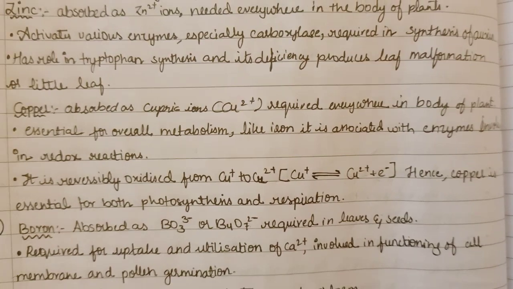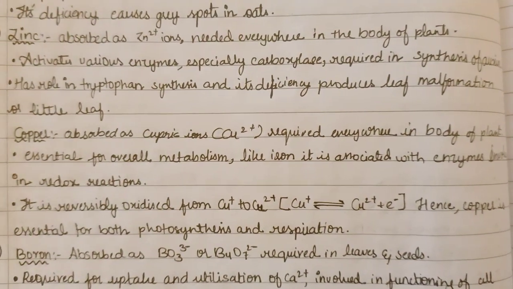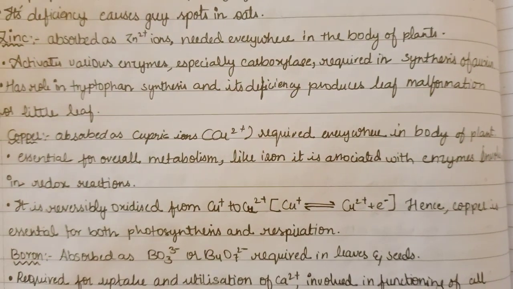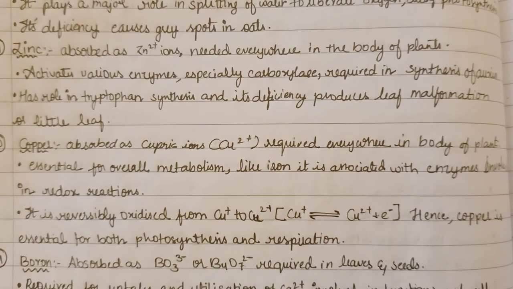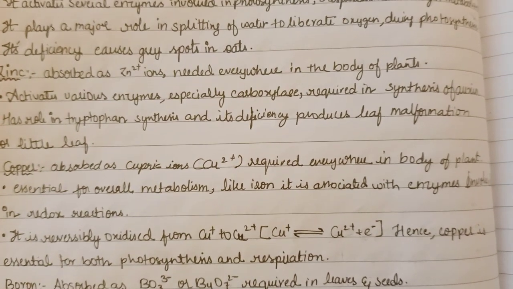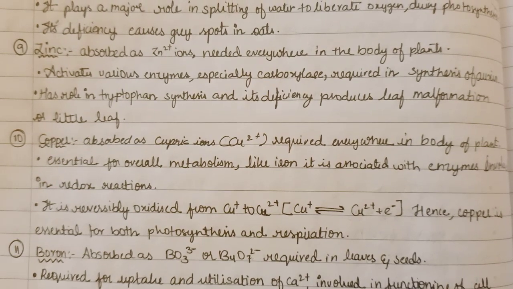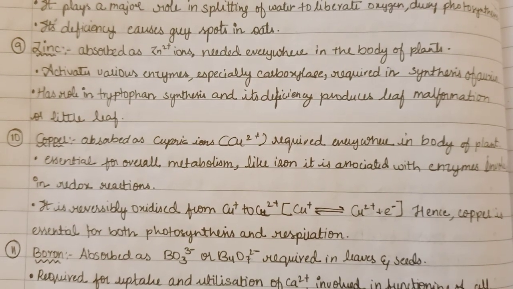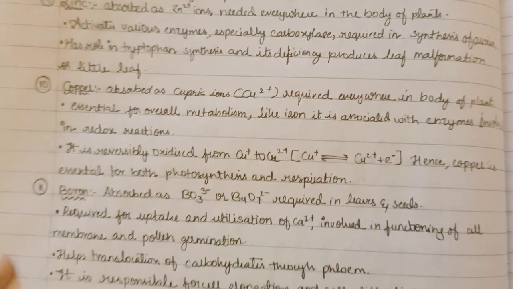Then copper. It is absorbed in the form of cupric ions Cu2+, required everywhere in the body of plant, essential for overall metabolism. Like iron, it is associated with enzymes involved in redox reactions. It is reversibly oxidized from Cu+ to Cu2+. Hence, copper is essential for both photosynthesis and respiration.